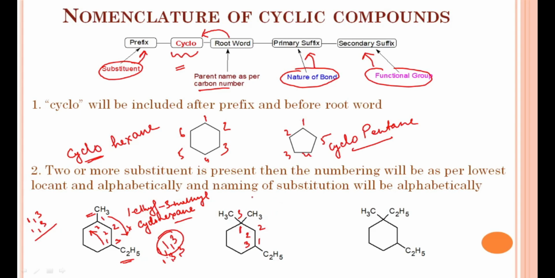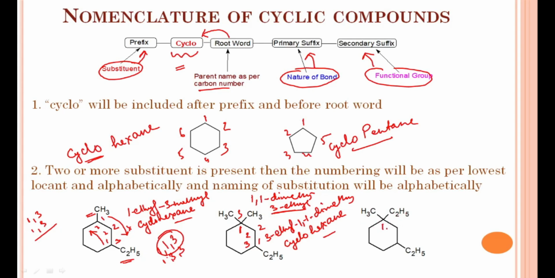So what will be the name for this? 1,1-dimethyl group is present, then 3-ethyl group is present. So ethyl comes first alphabetically, so you have to give the naming like 3-ethyl-1,1-dimethylcyclohexane. Okay, now come to this example.